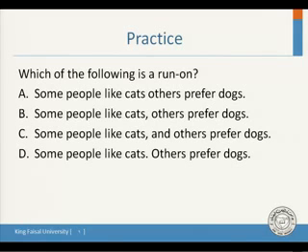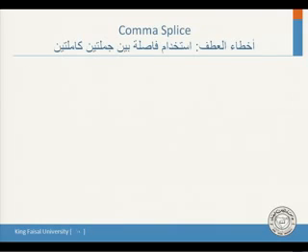Two simple sentences. A and B are incorrect, but one of them is a run-on. Remember what a run-on is? You see, two simple sentences with no punctuation or coordination between them. So A is a run-on. Now B is another kind of mistake. We will study it after this, which is the comma splice.